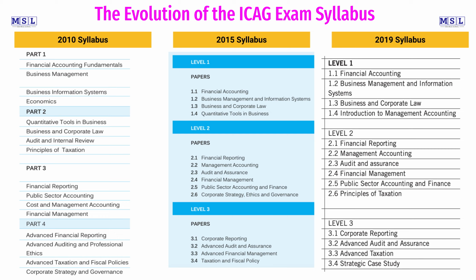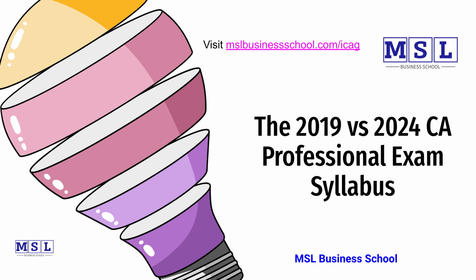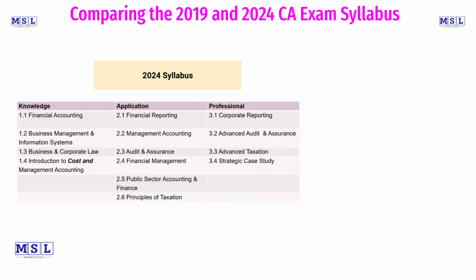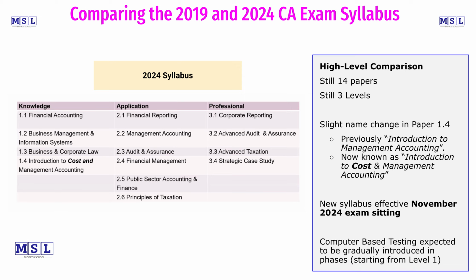So comparing the 2019 to the 2024 syllabus, what can we say is changing? To be very straightforward, to be very honest with you, in terms of the key changes, not much is changing at the cosmetic level. When I say that, what do I mean? We still have 14 papers. We still have 3 levels. So none of that is changing. The names of the papers are staying the same, with the exception of one paper.